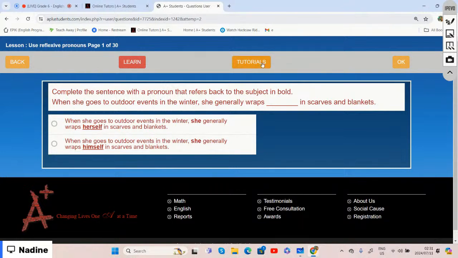So if we look at the sentence, we are going to say she generally wraps herself, because herself refers to she, or she refers to herself.